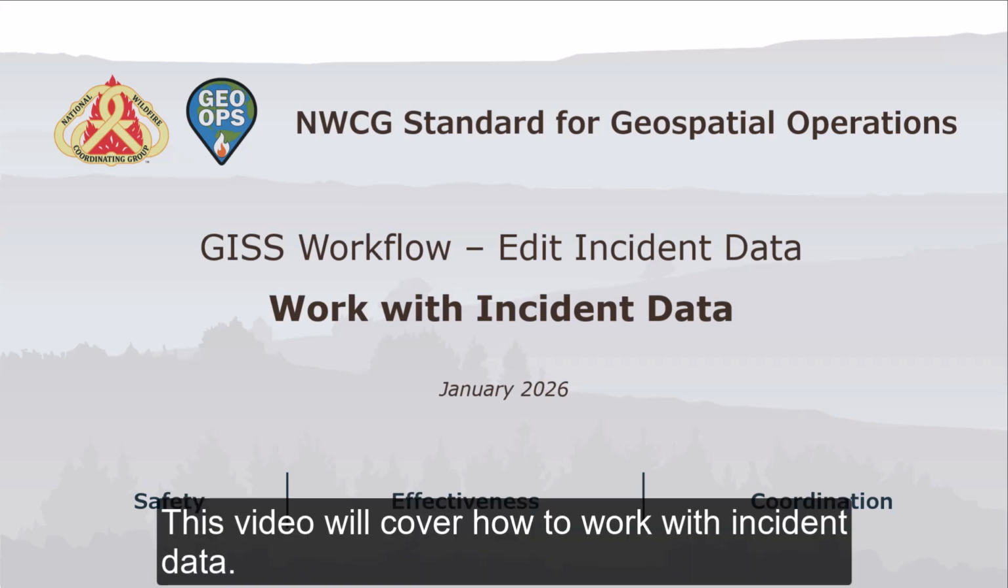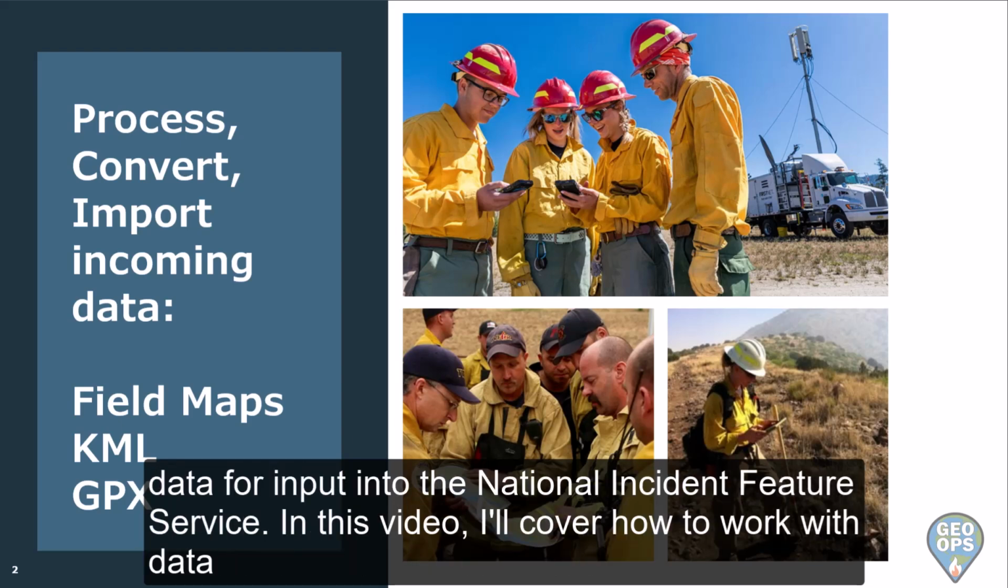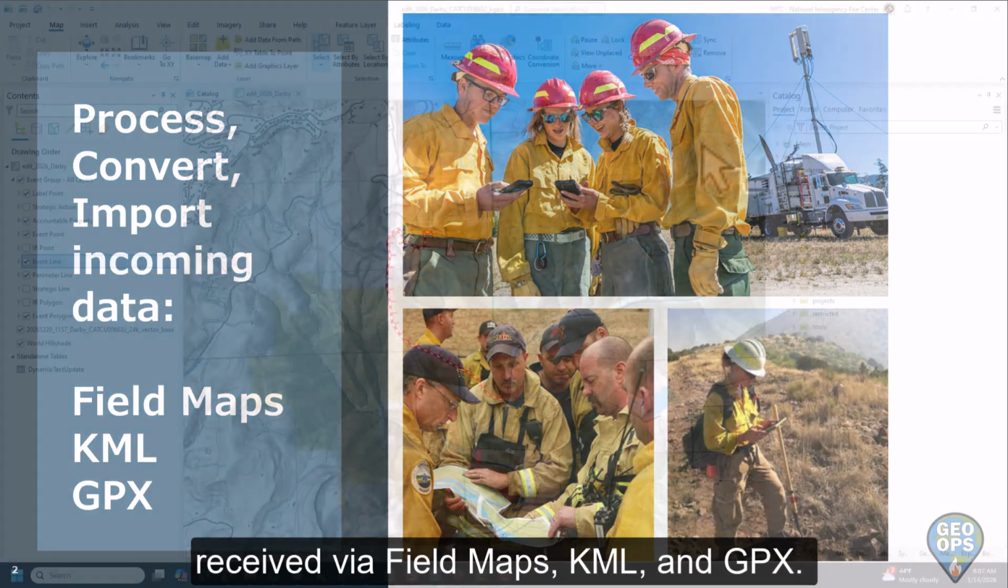This video will cover how to work with incident data. As a GISS, you should be prepared to receive incident data from a wide variety of sources and be able to process or convert that data for input into the National Incident Feature Service. In this video, I'll cover how to work with data received via Field Maps, KML, and GPX.